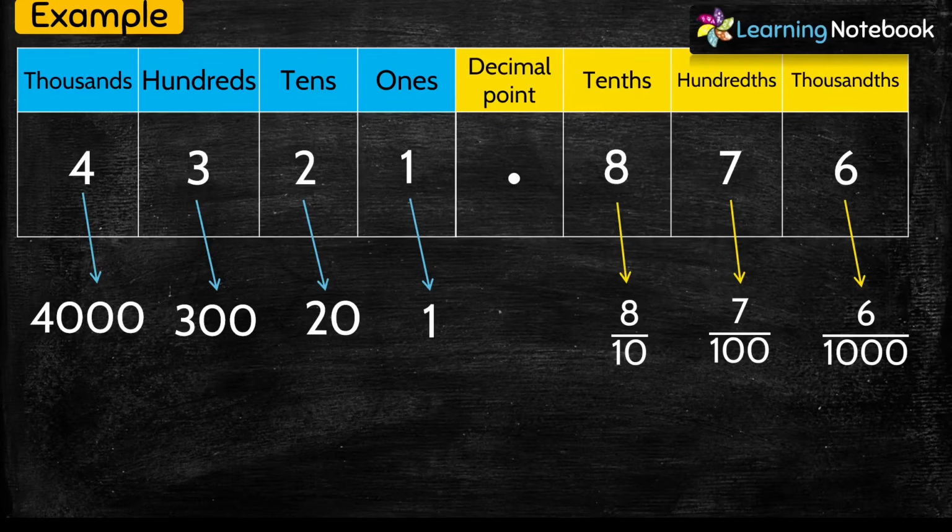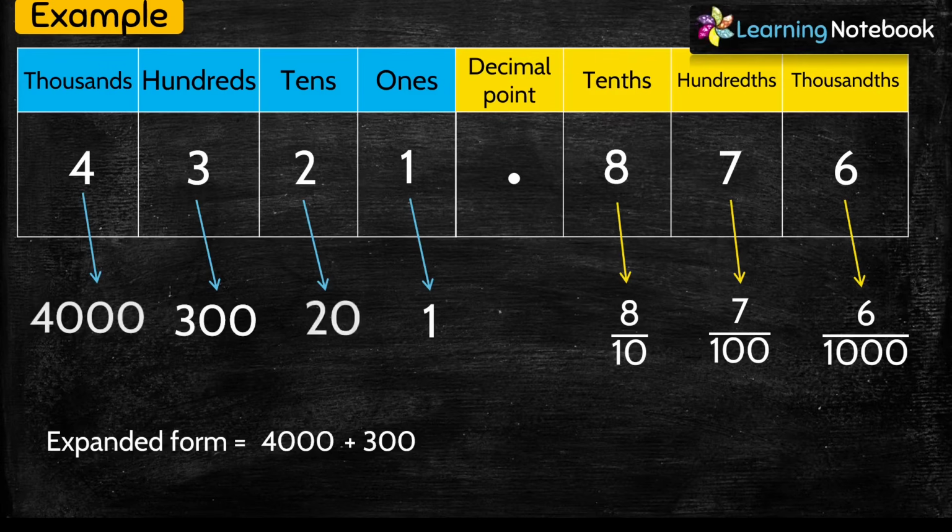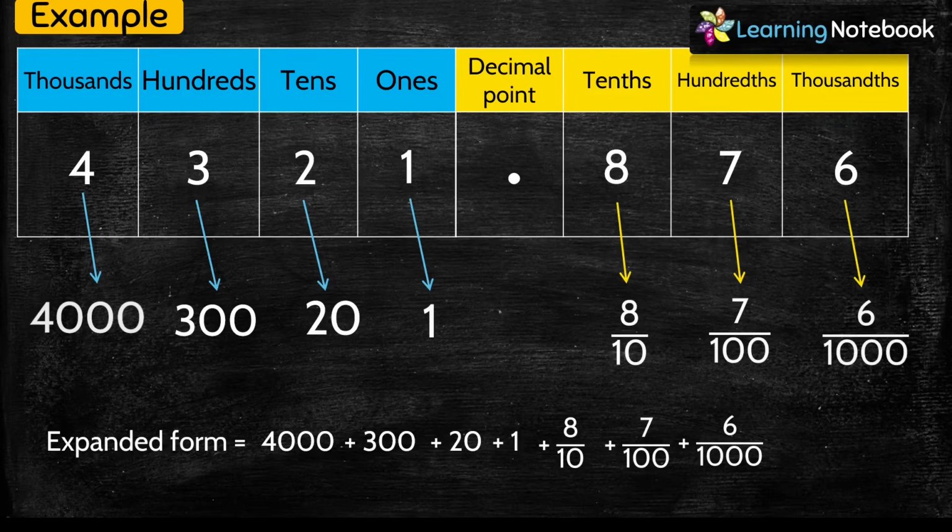Now students, we know expanded form of a number is the sum of the place value of all of its digits. So let's write the expanded form of this decimal number. 4000 plus 300 plus 20 plus 1 plus 8 by 10 plus 7 by 100 plus 6 by 1000. So this is how we write the expanded form of a decimal number.